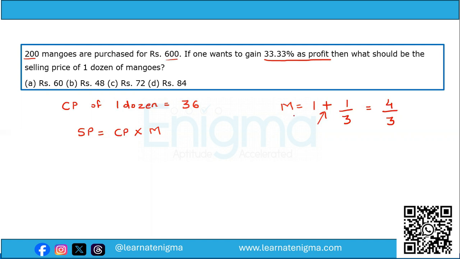Okay. Now let's substitute this 4 by 3 in the formula. So selling price of 1 dozen mangoes comes out to be 36 multiplied by 4 by 3. So therefore 3 into 12, 12 fours are 48. So that's our answer.